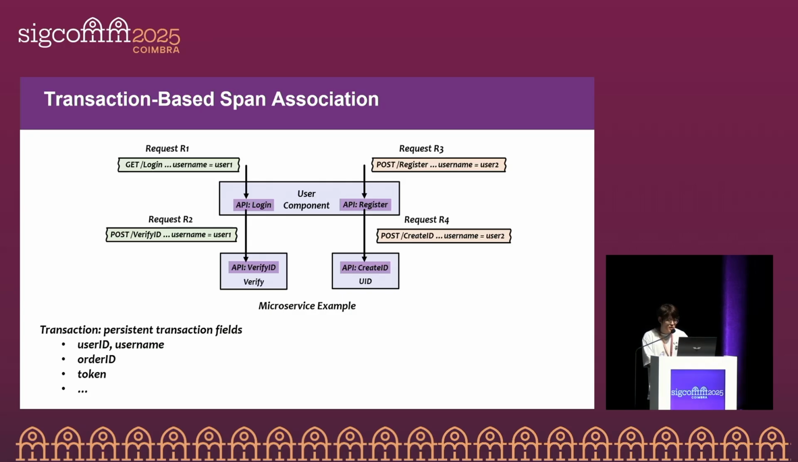The second type of transaction is persistent transaction fields. It refers to transaction fields that appear in both parent and child requests. This maintains contextual information throughout the entire distributed request lifecycle. Typical examples include user IDs, order information, access tokens, and so on. For instance, in this example, usernames like user1 and user2 serve as persistent transaction fields. Requests with identical transaction fields should be grouped together.